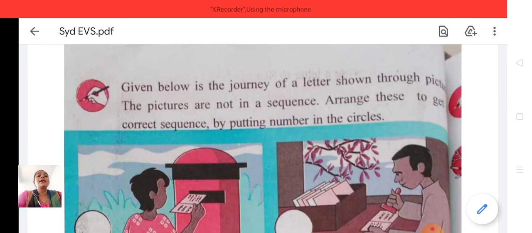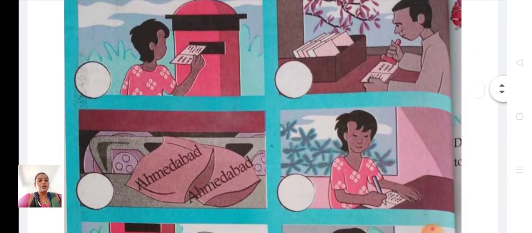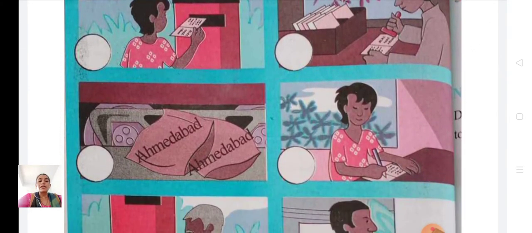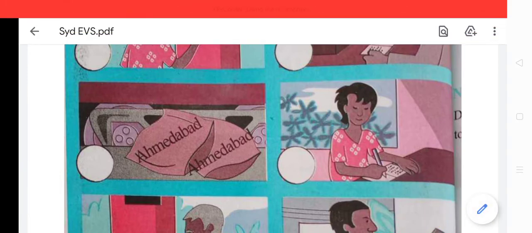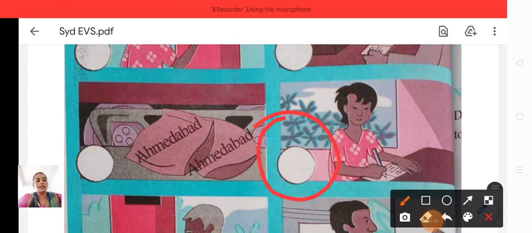Let's see. Given below is the journey of a letter shown through pictures. The pictures are not in a sequence. Arrange these to get the correct sequence by putting number in the circles. So what we have to do, students? You can see here, students, pictures are not in a sequence. So we have to arrange them by putting numbers in this circle. We have to put the correct number in these circles.